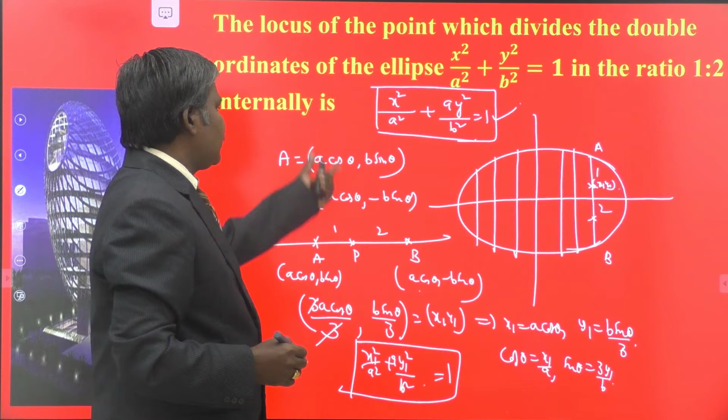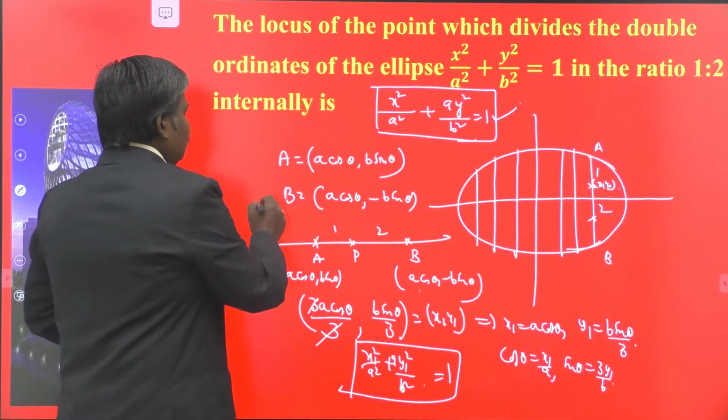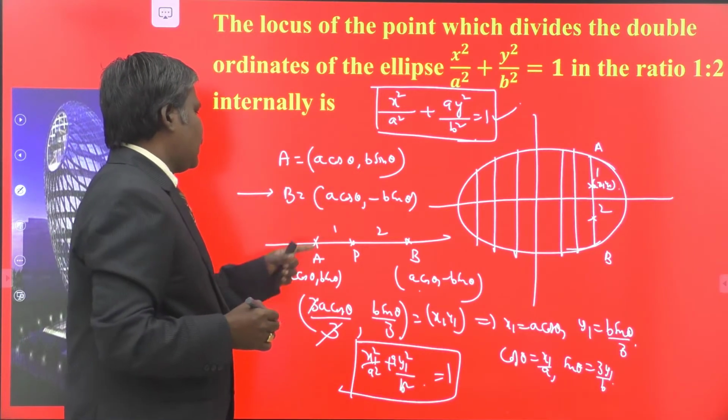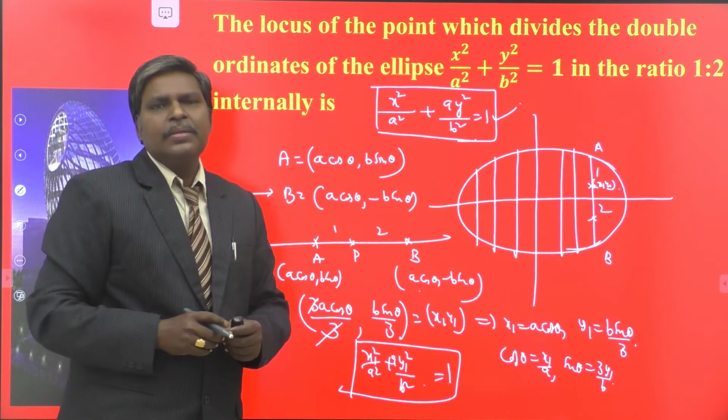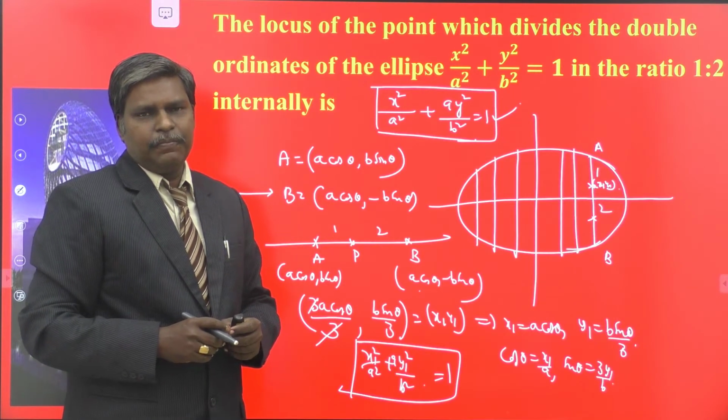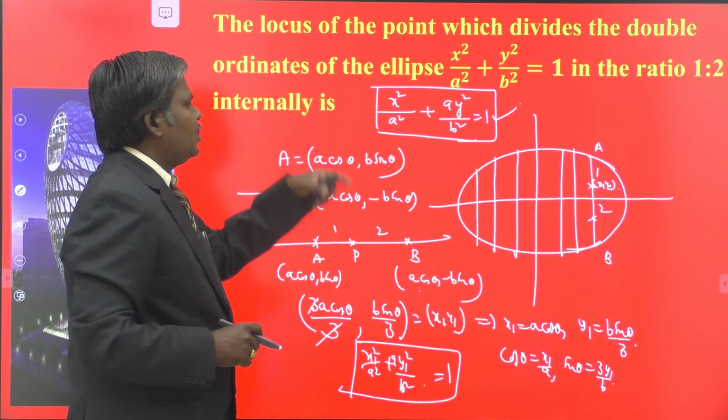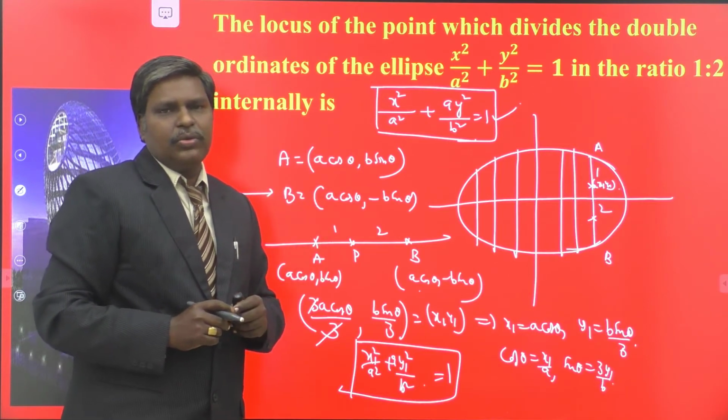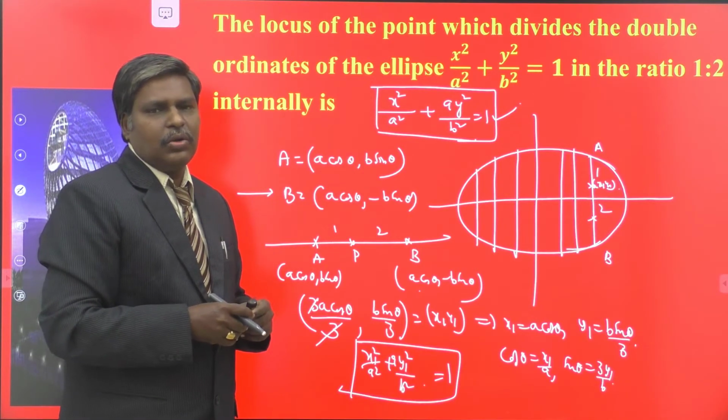So it is also a very simple question. Just observe that the coordinates of B are taken as a cos theta comma minus b sin theta. Understand? So all these problems are very easy for you once you know the concept thoroughly.